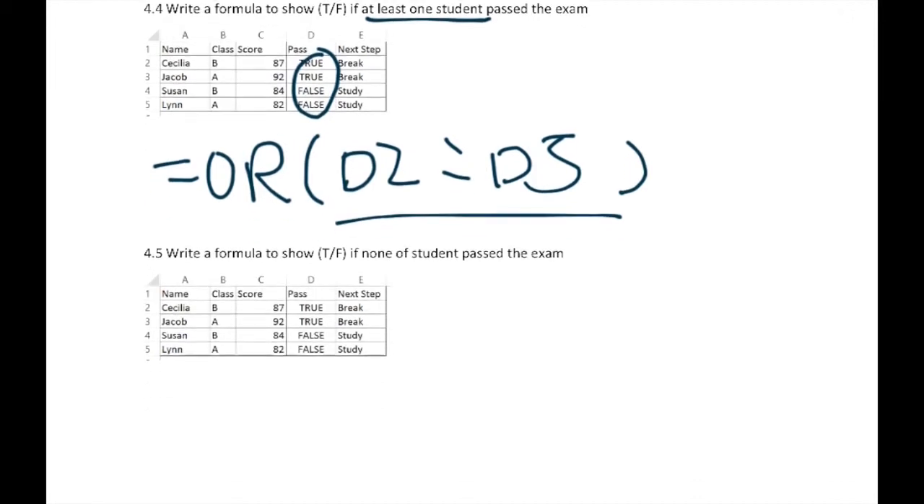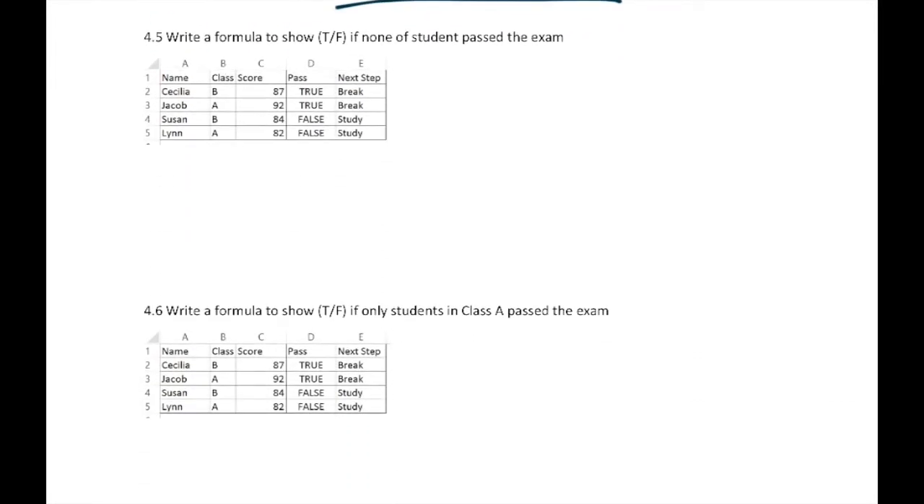Okay, then let's work on 4.5. Write a formula to show true or false if none of the students pass the exam. This one is a little bit harder. If none of the students pass the exam, which means if there is one student who passed the exam, then it will run out as false.